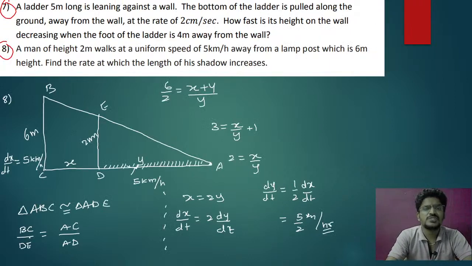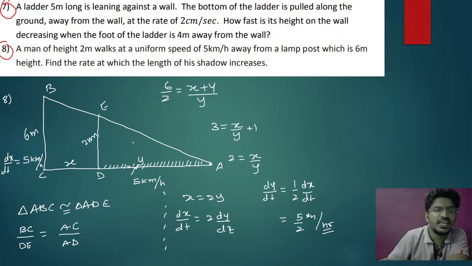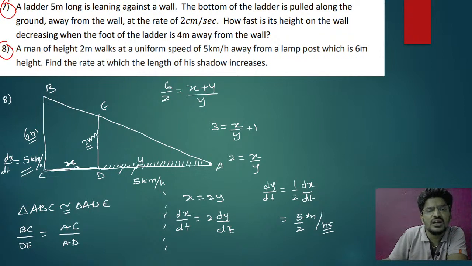So in the previous problem you can just see there is a man of 2 meters height. There is a 6 meter height pole. This man is walking away from the lamp post. That means this x is increasing. The rate of change of x is given as 5 kilometers per hour. Now they are asking how this shadow is increasing.